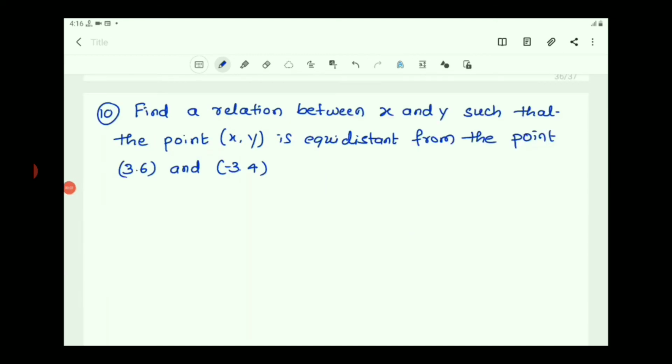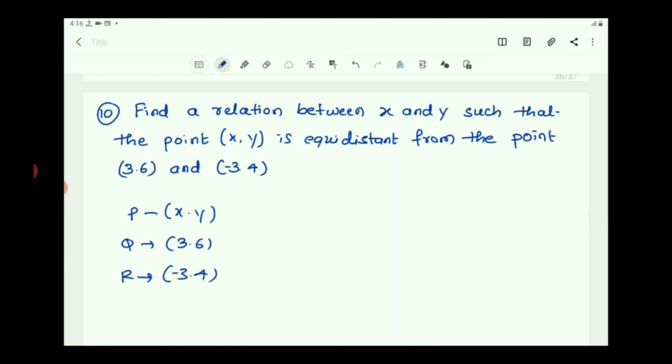10th question. Find a relation between x and y such that the point (x, y) is equidistant from the point (3, 6) and (-3, 4). Now let us consider P is a point with coordinates (x, y) and Q is a point with coordinates (3, 6) and R is a point with coordinates (-3, 4).